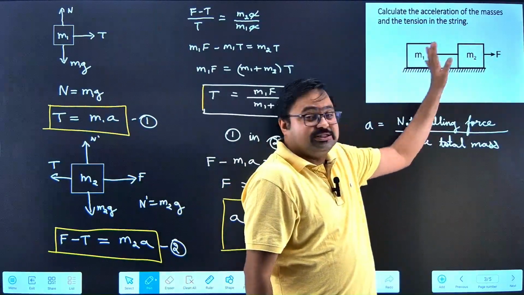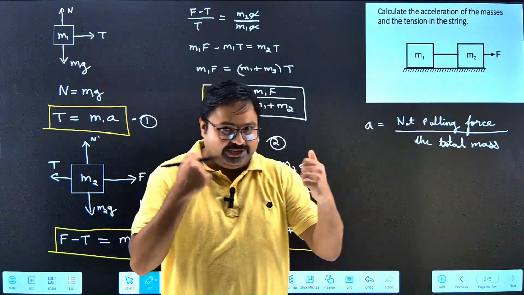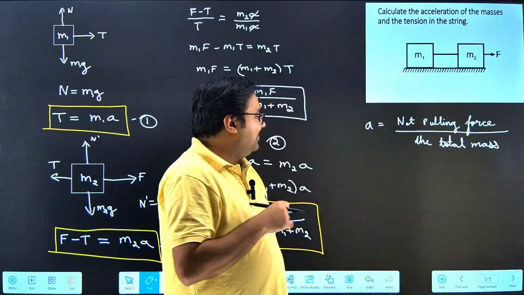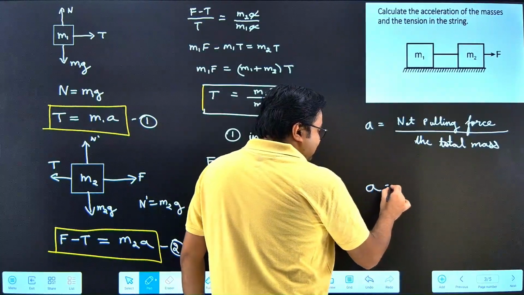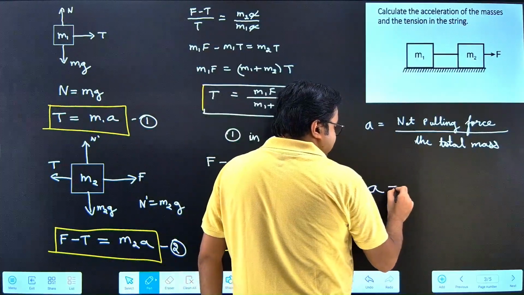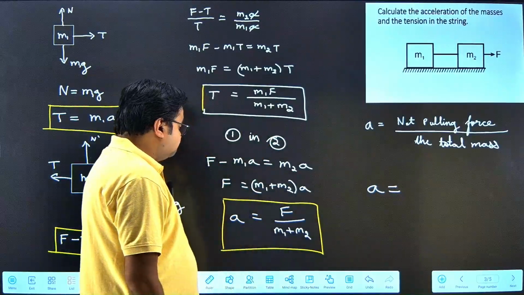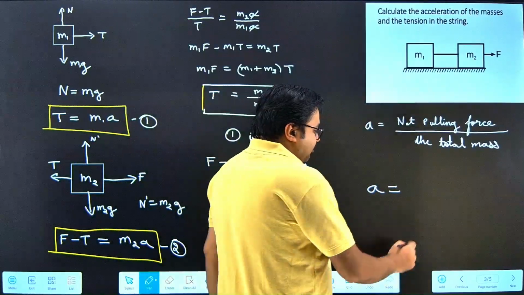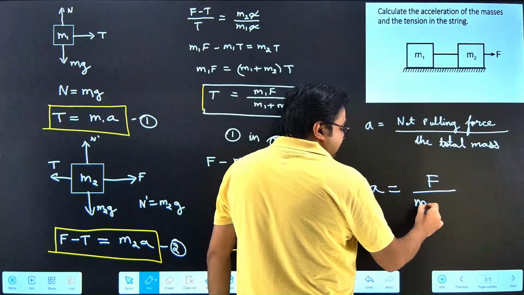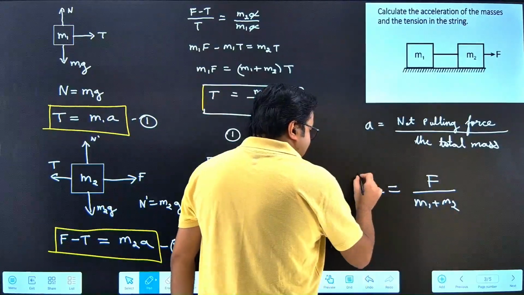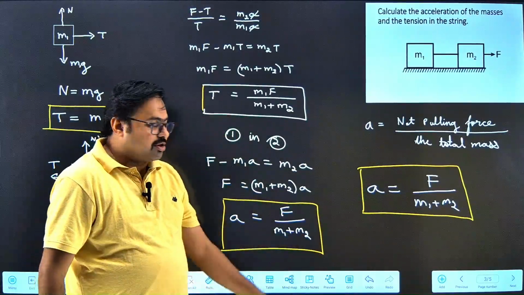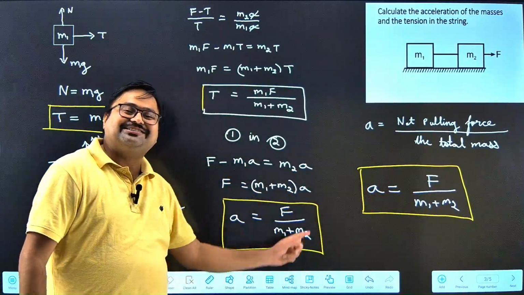If you just look at the system and ask what's that force that's pulling it, then the answer would be very straightforward. F is the force that's acting on it. So the acceleration of the system would simply be equal to the net pulling force, which is F, divided by the total mass. The total mass is here m1 plus m2, and just put a box, and before you finish drawing the box, you realize that both of these answers are exactly the same.